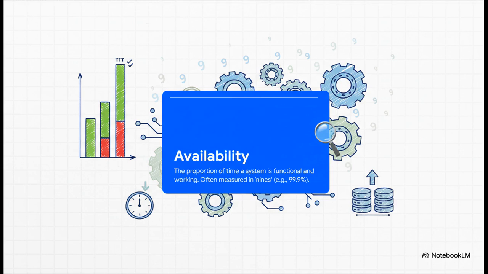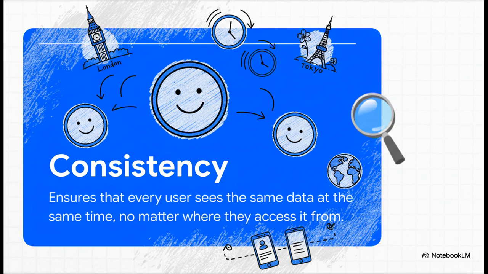To put it really simply, is your app online and usable right now? You'll often hear people talk about this in terms of nines. So 99.9% availability, that's 3 nines, and it means your app is only down for about 8 hours over an entire year. 5 nines, 99.999%, means it's only down for about 5 minutes a year. That's the goal. Now, consistency.